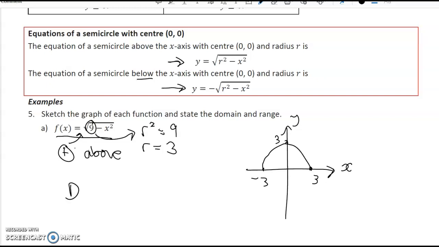where the domain is from -3, including that, up to 3, and the range is from 0, including 0, up to 3.